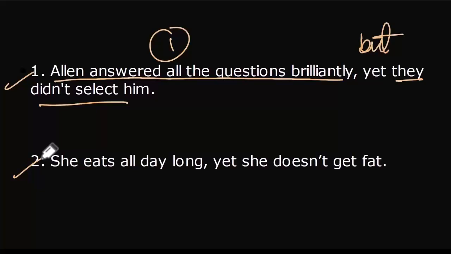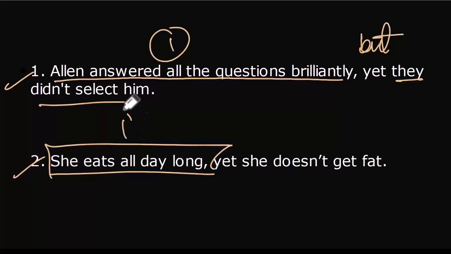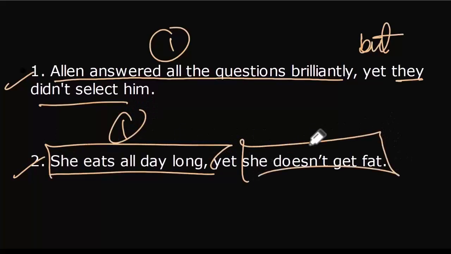Second example. She eats all day long, yet she doesn't get fat. How is it fair? This doesn't happen to us. Why is it happening to her? Why is she not getting fat even after eating all day long? So, independent clause number one, independent clause number two, joined with this conjunction and a comma. So that's how we use yet as a coordinating conjunction.